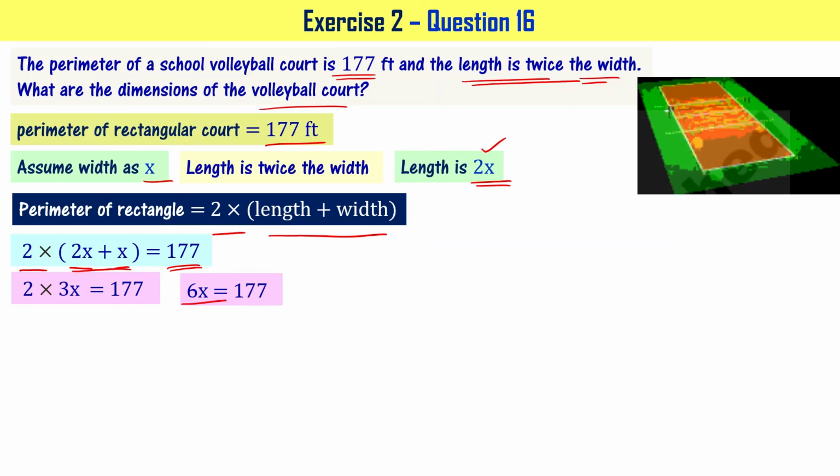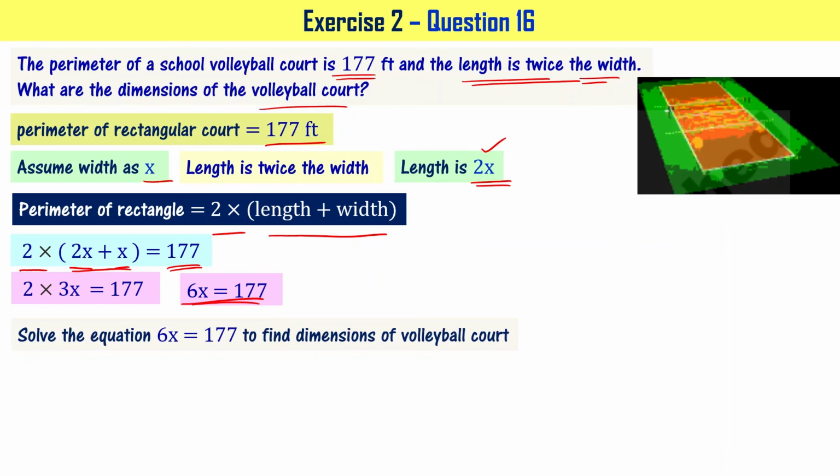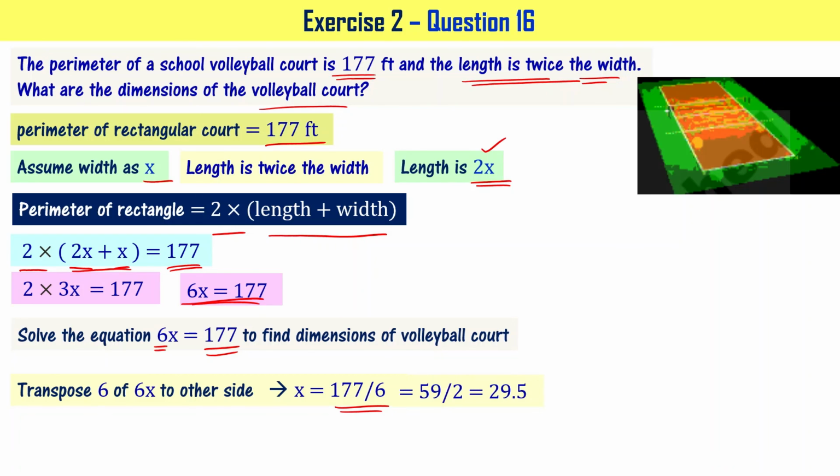This is a linear equation in one variable, right? We can solve this. Let's solve this to find the dimensions of the volleyball court. When you want to solve, you would be transposing 6, which is multiplying x, to the other side, right? So when you transpose, it is going to divide 177. Let's do that. x equal to 177 divided by 6, that is equal to 59 by 2. 2 times 3 and 59 times 3 is 177. So 59 by 2 equal to 29.5, right?